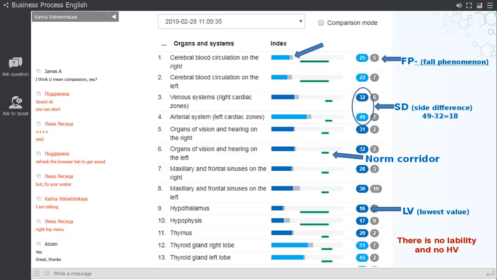Norm corridors are those green lines we can see on the picture. Side difference we can calculate between the paired organs. It should be less than 5. And fall phenomenon, we have already talked about it as well. These are those gray columns.